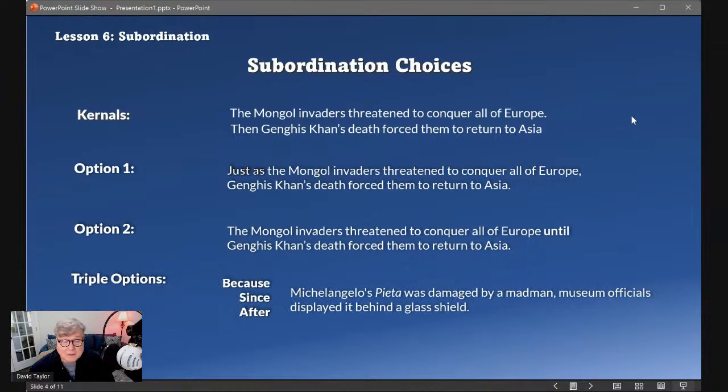Let's look at this option. Here we have, as you can see, three options for expressing cause. We could say, because Michelangelo's Pietà was damaged by a madman, museum officials displayed it. So we have three ways of illustrating cause-effect here.